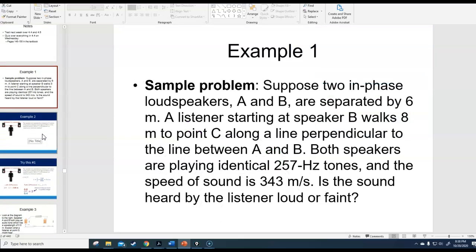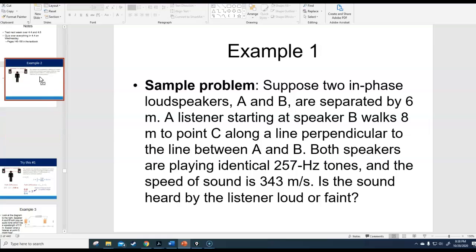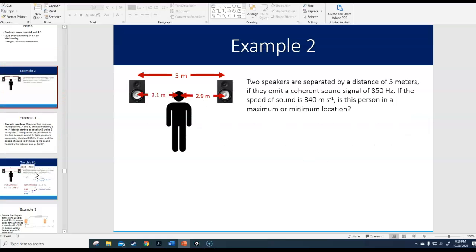Okay, so I will come back to example 1, we can do that in class, but I want to take a look at example 2 really quickly, and then we'll end this video. Let's say we have two speakers separated by a distance of 5 meters. They emit a coherent sound signal of 850 hertz. If the speed of sound is 340 meters per second, is this person at a maximum or minimum location?